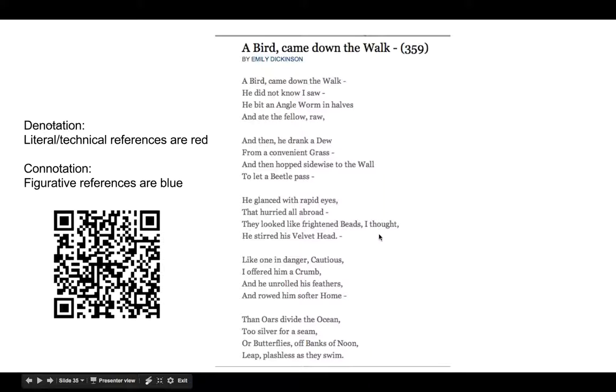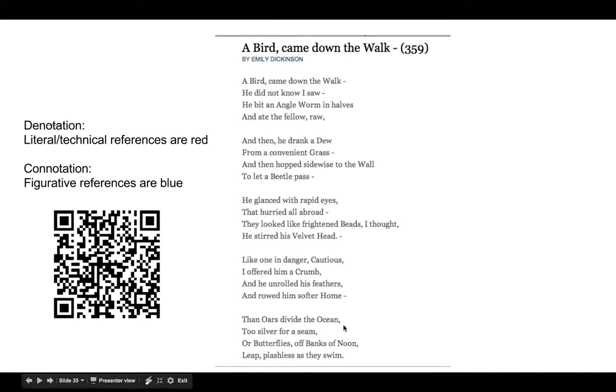Okay, so here what we have going on is the very beginning of the poem, it's very literal and technical. The bird actually did do all of these things. There are a couple parts right here that would be figurative, like they looked like frightened beads, so I would underline that in blue. But right here where it says, he unrolled his feathers and rowed him softer home, then oars divide the ocean, too silver for a seam, or butterflies off banks of noon leap plashless as they swim, all right here is very figurative.